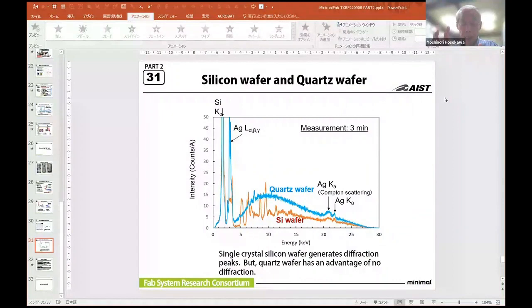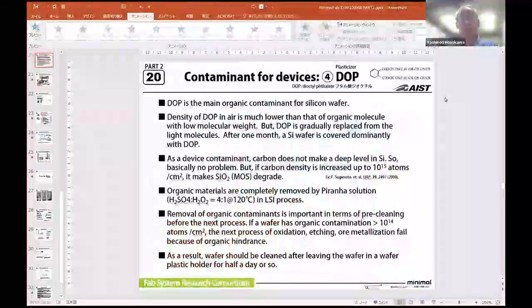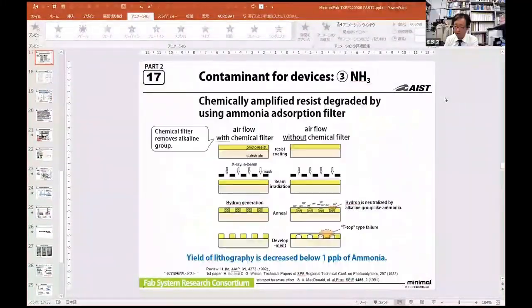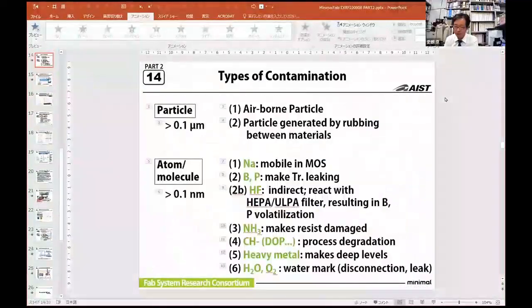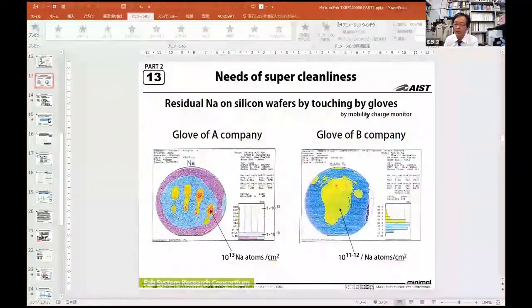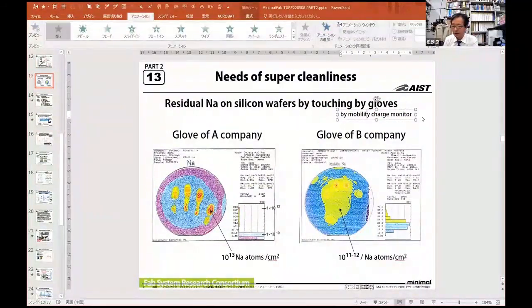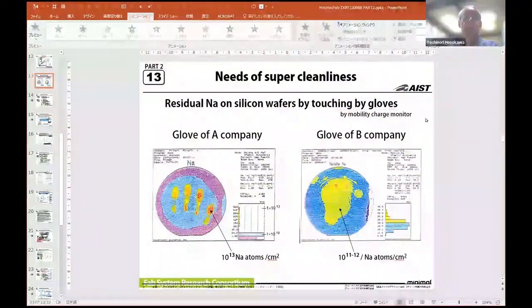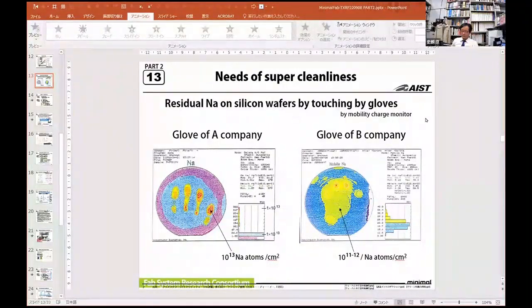And one more. I saw you indicated fingerprint sodium imaging on silicon. How do you get the imaging? This is not my work. Other people do that using a mobility charge monitor. It's kind of a CV system. How do you get the image?